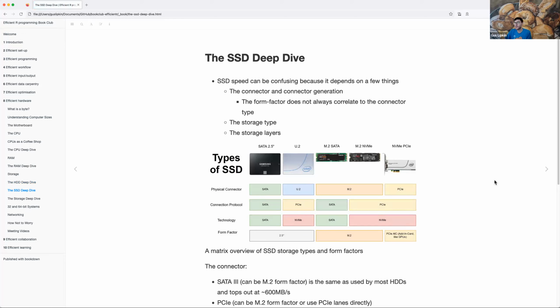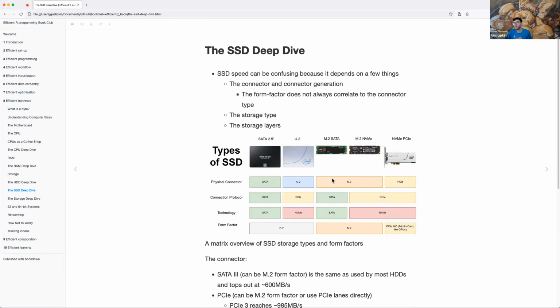And solid state drives are equally confusing, but in different aspects, because speed can be dependent on roughly 3 different things. So the connector and the generation of the connector, because newer generations are usually faster. The form factor does not always correlate to the connector type either, which is unfortunate. We also have a storage type and storage layers. And I found this really neat graphic that shows a little matrix of the different shapes and connectors, protocols, technologies, and form factors.